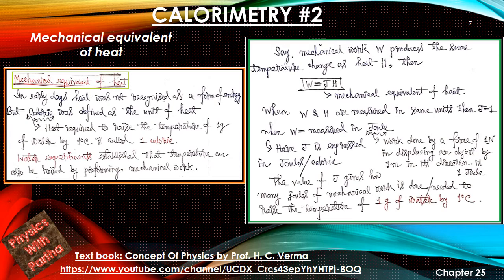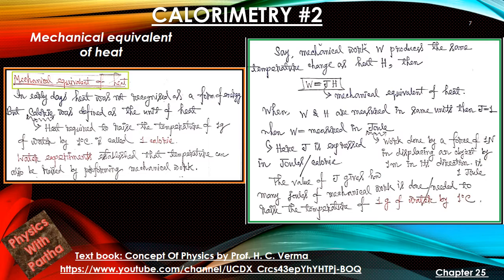Now say mechanical work W produces the same temperature change as heat H would do, then W is equal to J into H, where J is the mechanical equivalent of heat. When W and H are measured in the same units, then J equals 1. When W is measured in joules, the work done by a force of 1 Newton in displacing an object by 1 meter in its direction is 1 joule. This is the definition of joule.